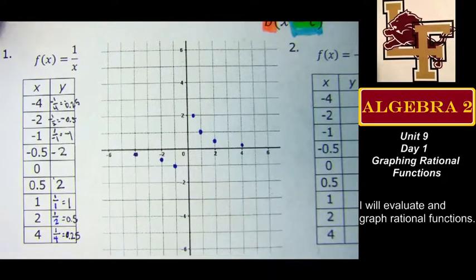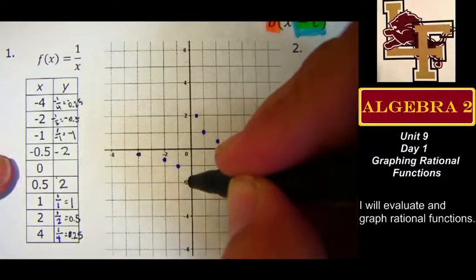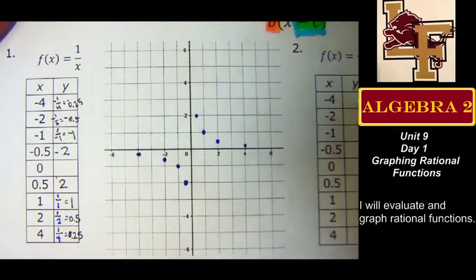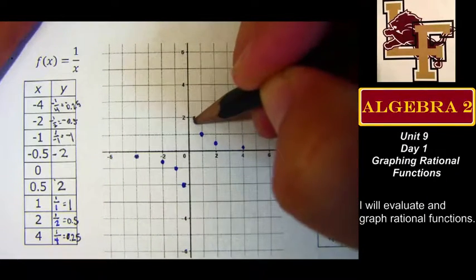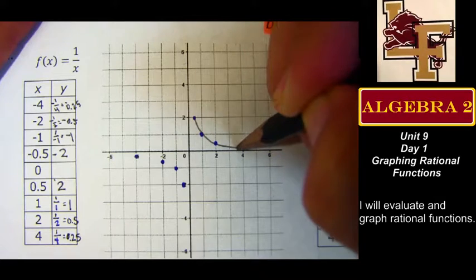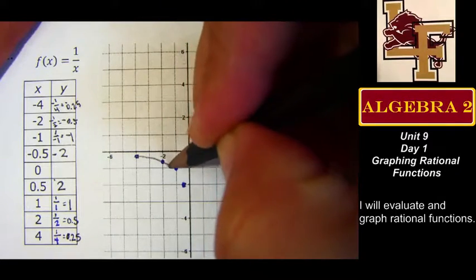Oh, and we forgot negative 0.5. Oh, you're right. I did forget -0.5 at 2. Thank you very much for catching that. All right. I'm going to connect those dots as smooth as I can. I'm going to use a pencil so that way it stays kind of light.